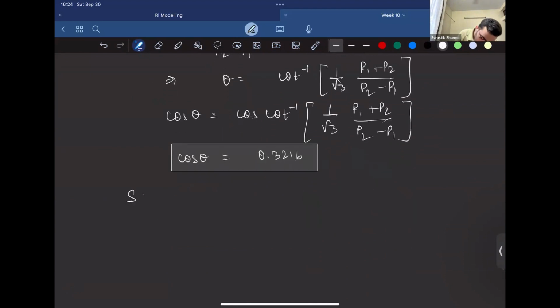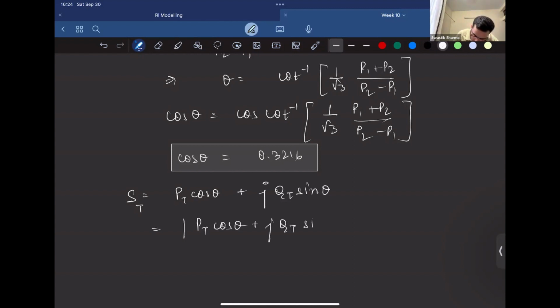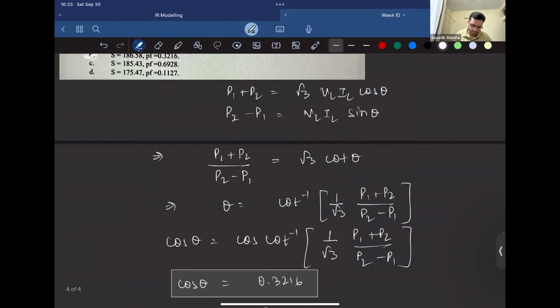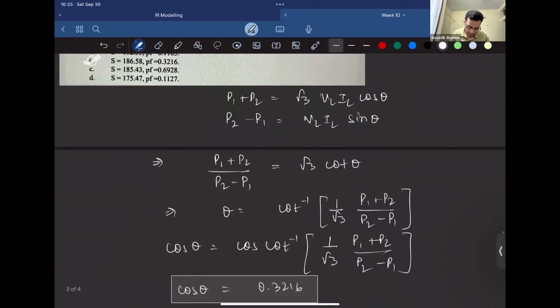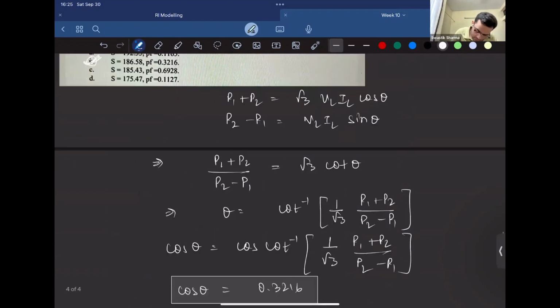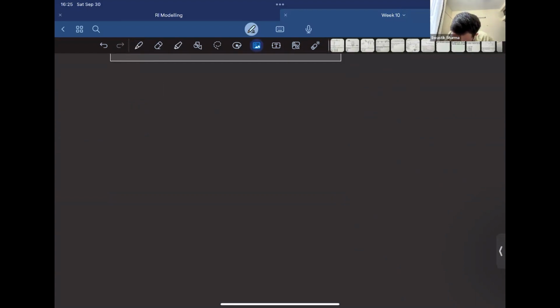For S, what you have to do is, you know the total power, right? So ST is nothing but PT plus j times QT. And you can calculate this and write it in polar form. Whatever is the magnitude of this, it will be equal to this answer, right? Because there's no other answer. So you can use this to calculate the answer for this. So the answer is B. Let's move on to the next question.